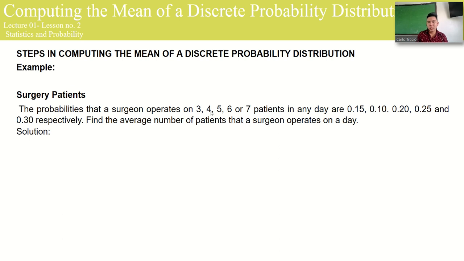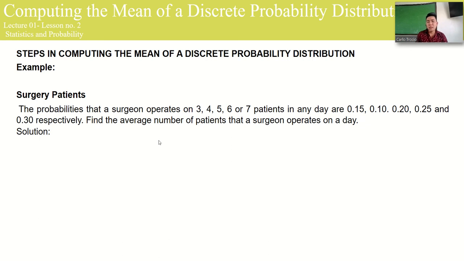So we have here the variable which is 3, the probability of having the surgeon operate is 0.15, to operate on 3 patients. So there are 3 patients for that day. Then you also have 4 for 0.10, 5, that is 0.20 probability. This is in decimal form this time.